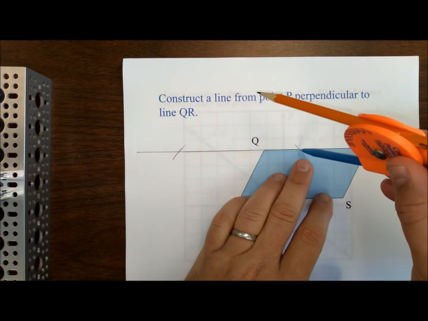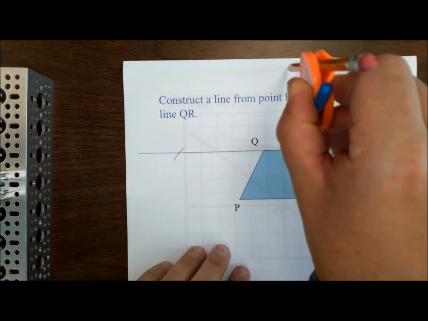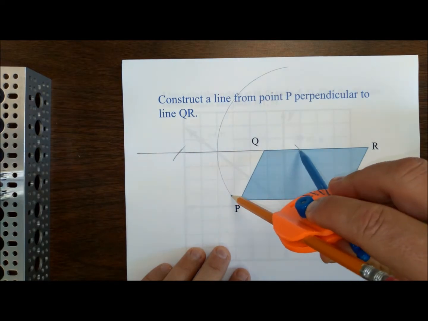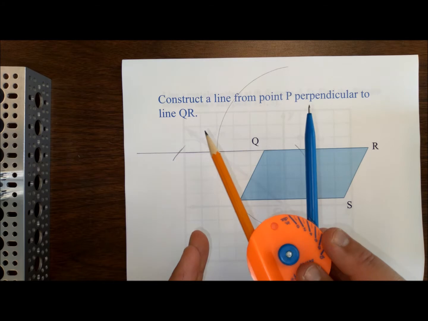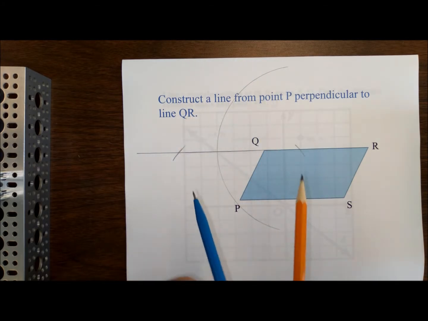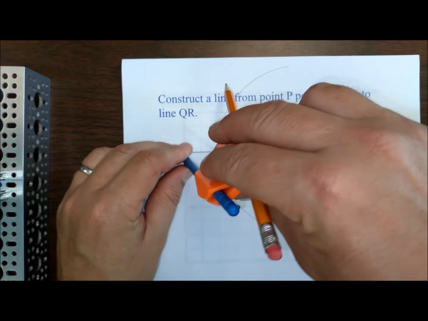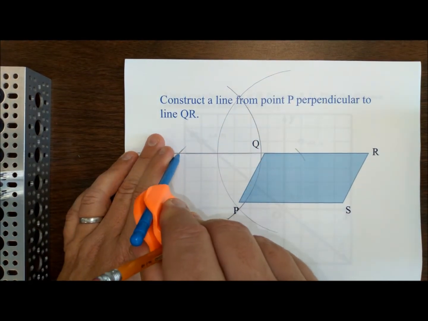Okay, now I can place it here, and I can swing my arc all the way up here, all the way down, all the way past P. Okay, I'm going to hold the same compass setting. I can't change it now because I need it to be the same distance from this other point. And I'm going to swing from up here all the way down to here.